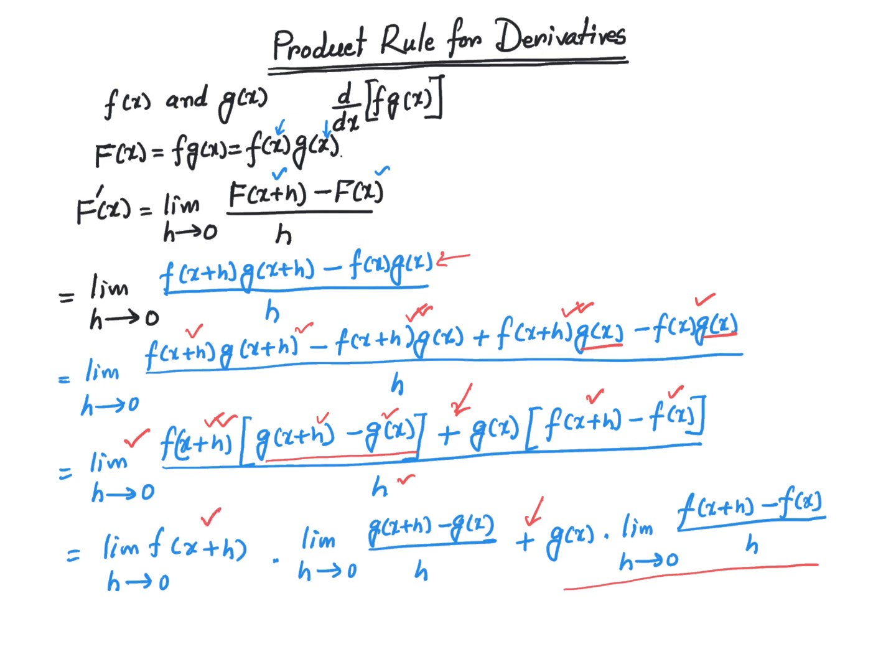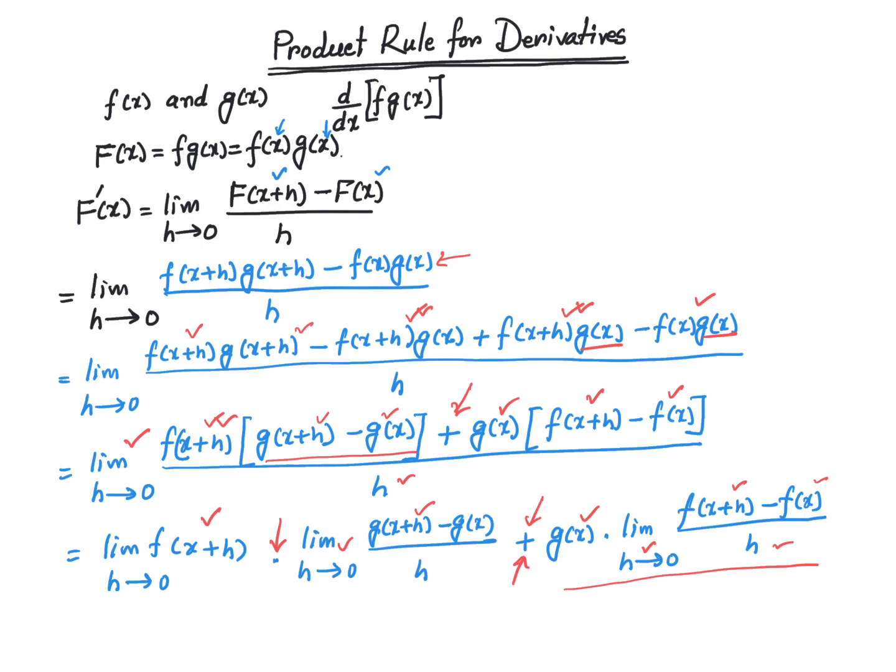That gives me the limit as h approaches 0 of f of x plus h times the limit as h approaches 0 of g of x plus h minus g of x divided by h, plus g of x. This g of x doesn't have h in it, so I can just move it outside the limit, times the limit as h approaches 0 of f of x plus h minus f of x divided by h.